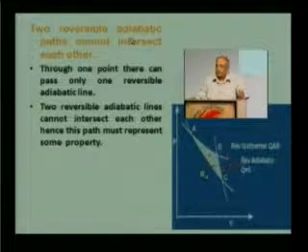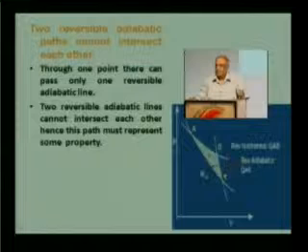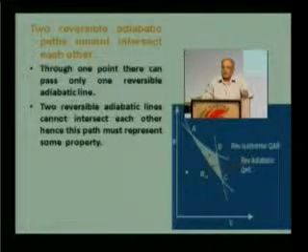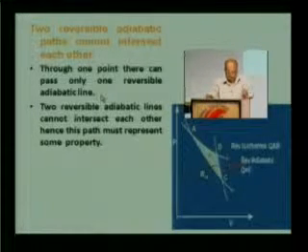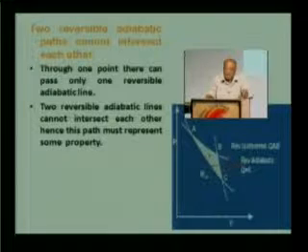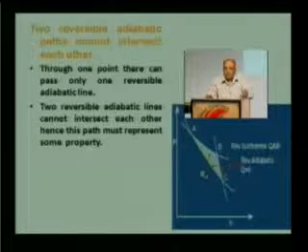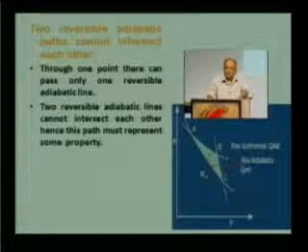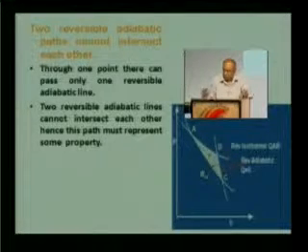The paths AC and BC cannot intersect each other, and therefore we can say that through one point there can pass only one reversible adiabatic line, and as two reversible adiabatic lines cannot intersect each other, each adiabatic line must represent a certain property. And this property we define as entropy.